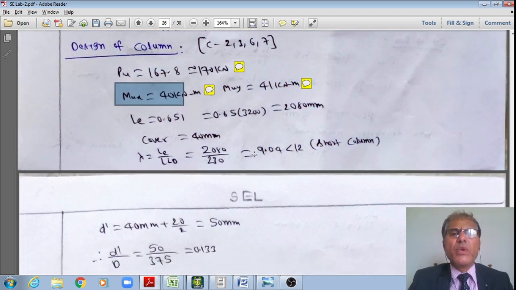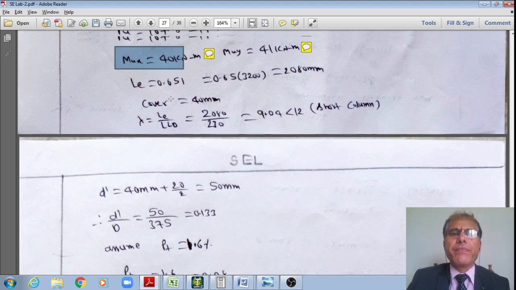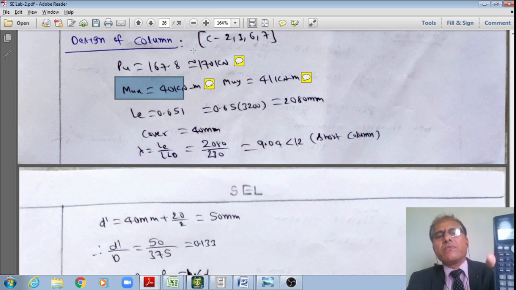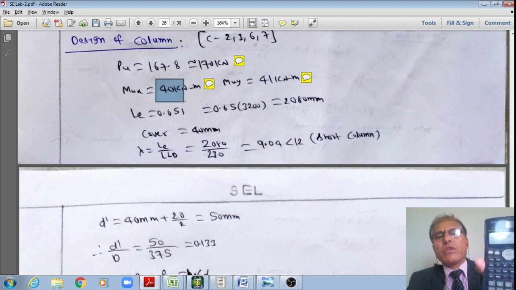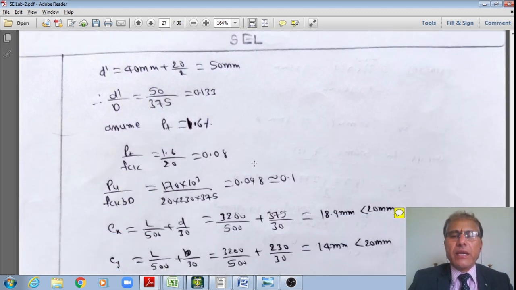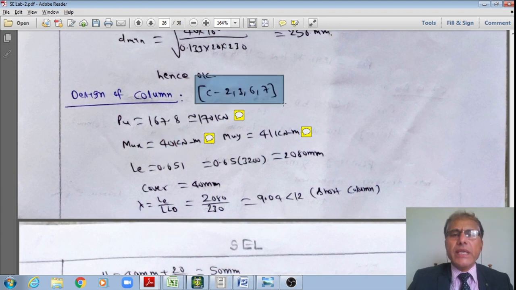However, minimum, we do have this minimum eccentricity of L by 500 plus D by 30. Therefore, from that, even that value should not be less than 20 mm. Therefore, this PU 170 multiplied by 0.02. In any case, this value 0 cannot be taken, but this value shall be taken as 3.4 kilonewton meter about x-axis, whereas in the y direction it is 41, right? Like that, right? Now, this is the load on the 4 interior columns, student, right?